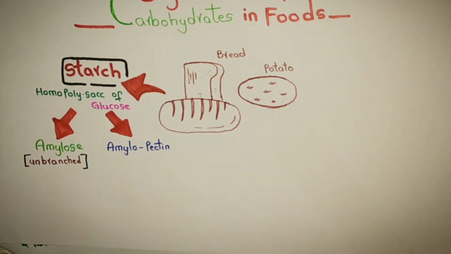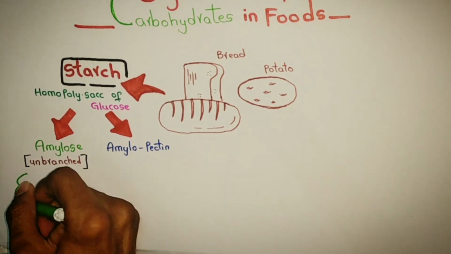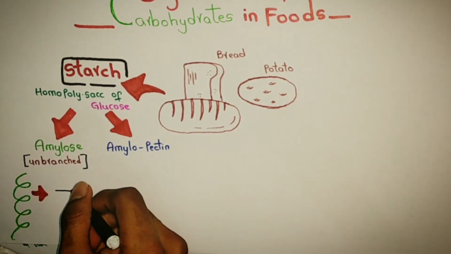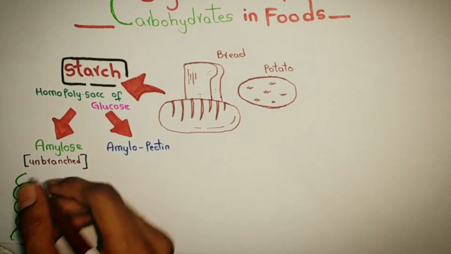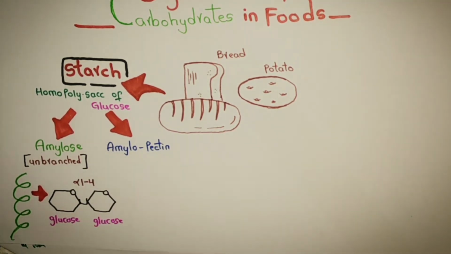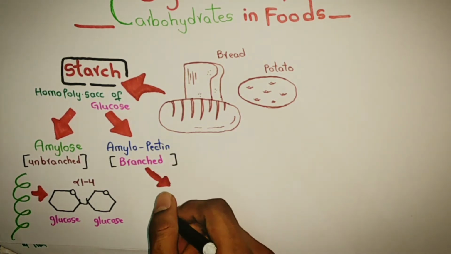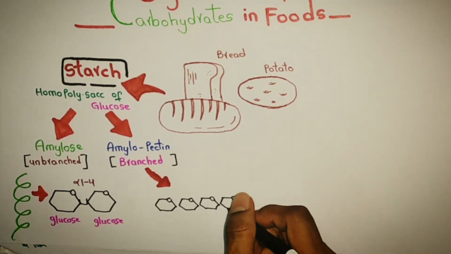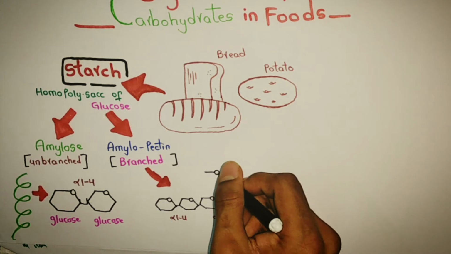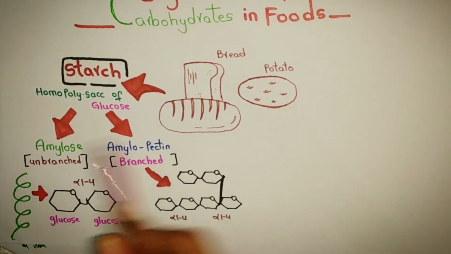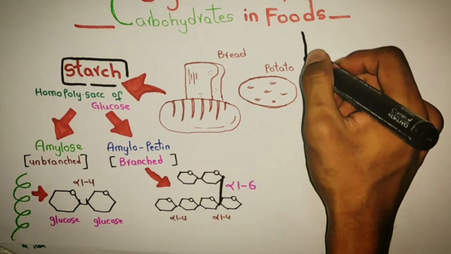Amylose is the unbranched helical form of starch where glucose units are joined together by alpha 1,4 glycosidic linkage. Whereas amylopectin is the branched form of starch where the glucose units on the main chain are joined together by alpha 1,4 linkages and alpha 1,6 at the branches.